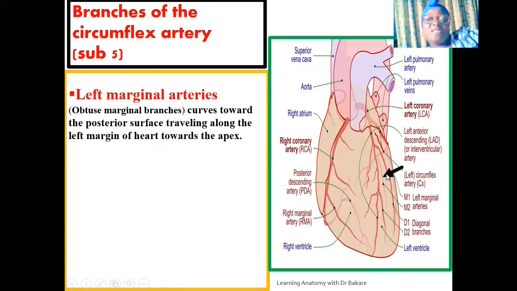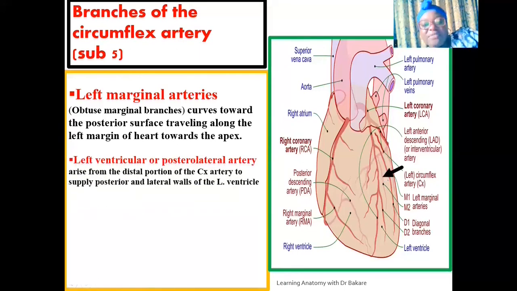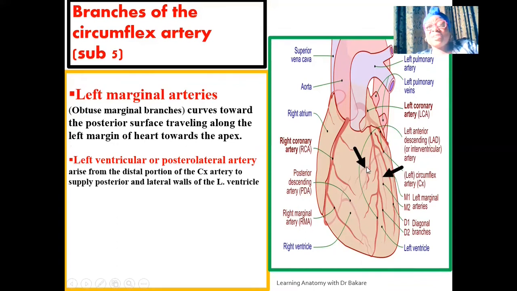Remember, the right marginal artery runs in an acute pattern, but this runs in an obtuse pattern. And you see it traveling along the left margin of the heart towards the apex, supplying the posterior surface of the left ventricle. Then we have the left ventricular or posterolateral artery. This left ventricular artery will supply the posterior surface of the left ventricle and also the lateral wall of the left ventricle. Remember, we have the right anterior and posterior ventricular arteries, which are emergences of the right coronary artery. So then we have the emergence of the left ventricular or posterolateral artery from the circumflex artery.